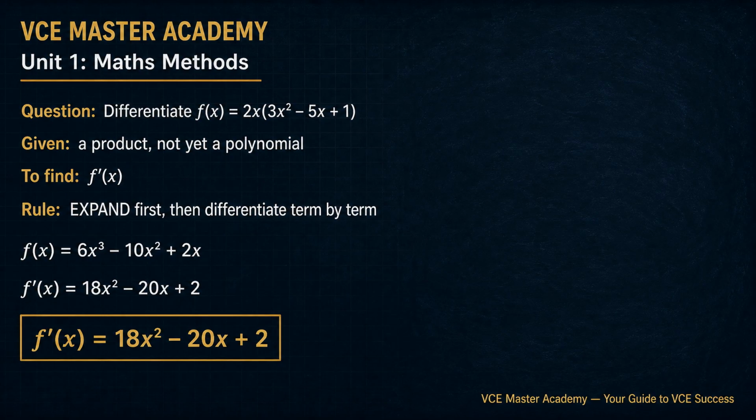Now the machine. 6x cubed gives 18x squared. Minus 10x squared gives minus 20x. 2x gives 2. Box it. 18x squared minus 20x plus 2. Expand, then differentiate. In that order, every time.